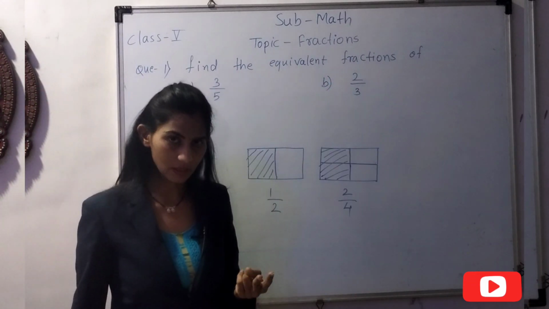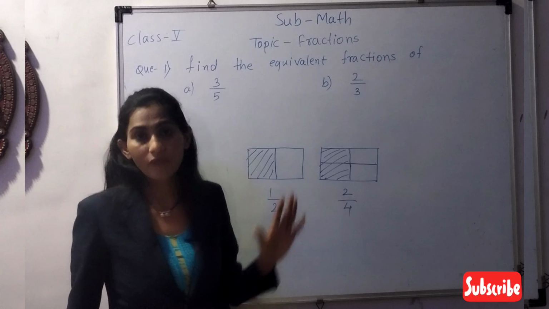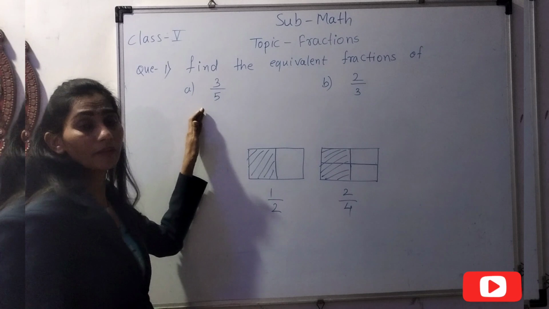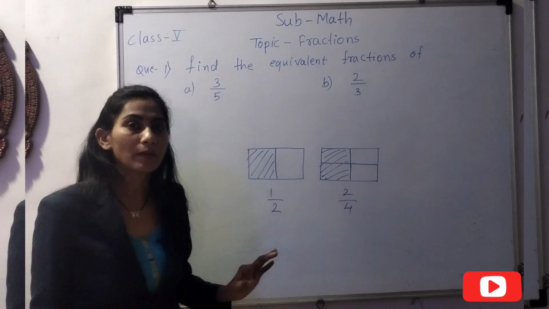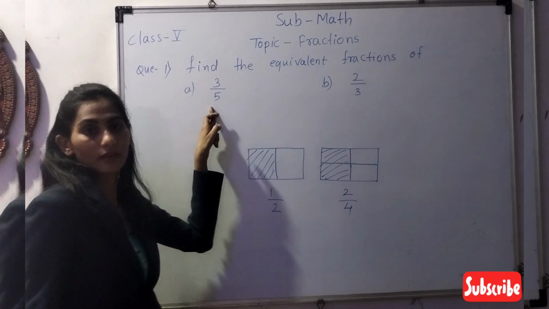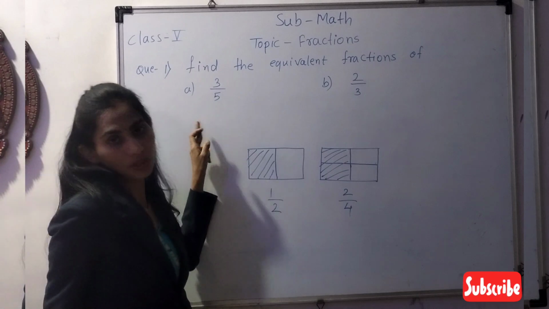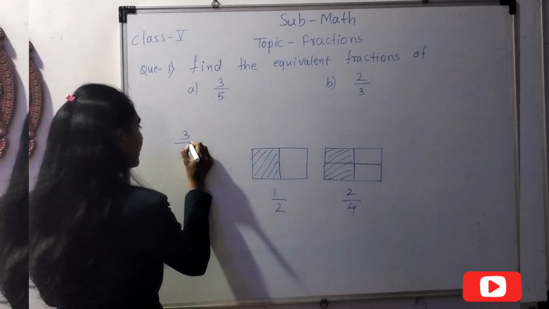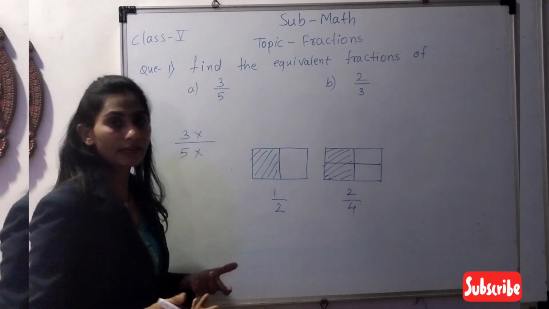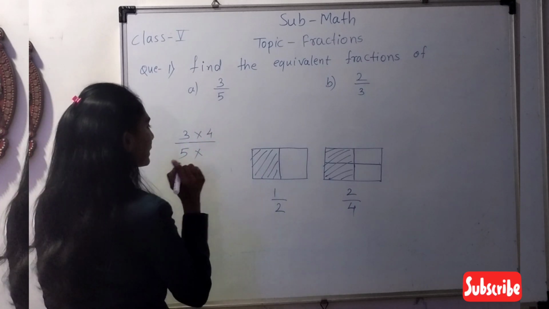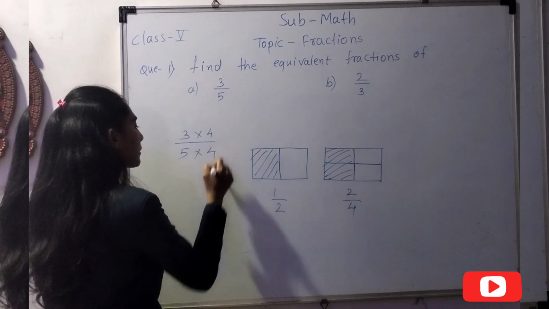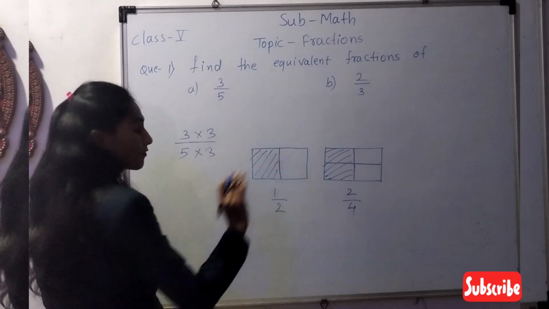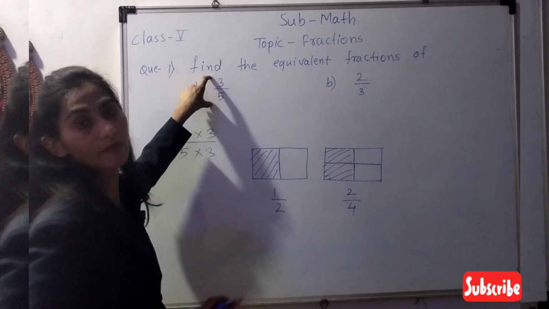There are two different methods. By using these two different methods we can find the equivalent fractions. Let us see one by one. Here, if we multiply both the numerator and denominator by the same number, then we get the equivalent fraction. We should multiply with the same number. मतलब same number से हमें multiply करना है numerator और denominator को. Let us say अगर मैंने 4 से multiply किया 3 को, तो 5 को भी 4 से करना पड़ेगा. अगर मैंने 3 से multiply किया दोनों को, then जो भी fraction मिलेगा वो इसका equivalent fraction होगा.